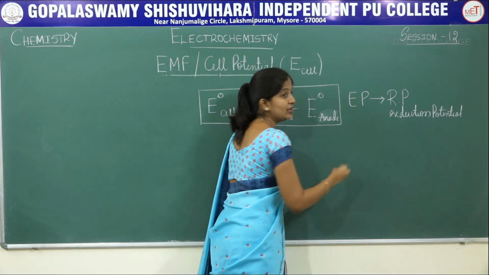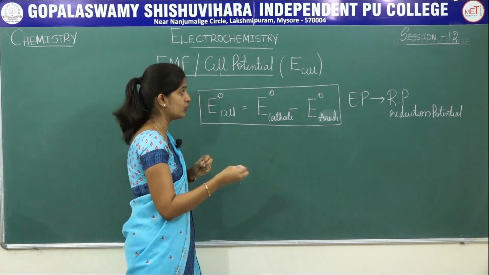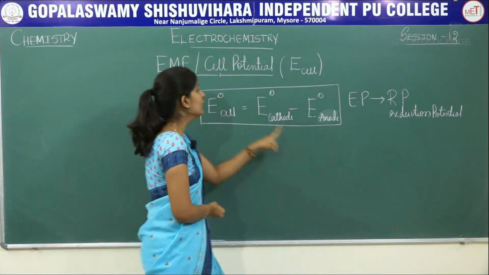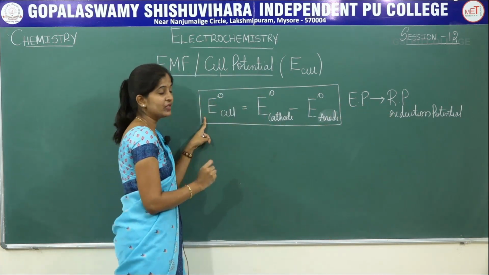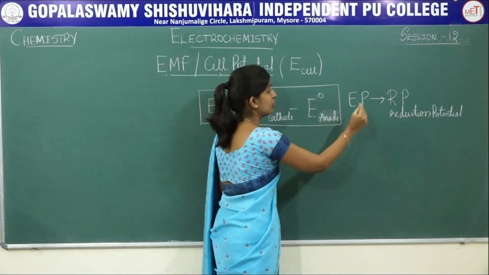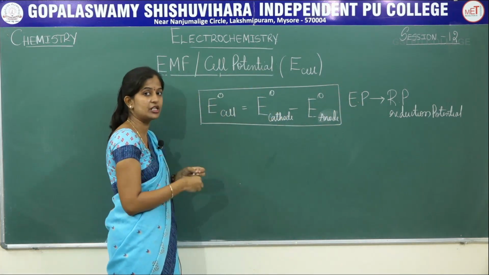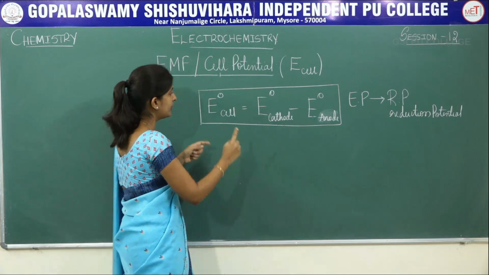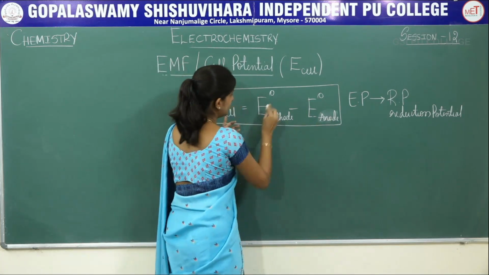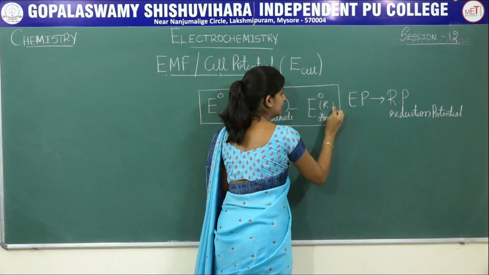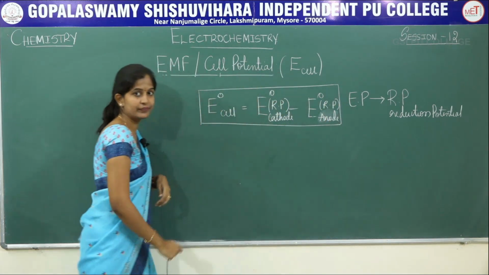More precisely, I will tell you in my further videos what the difference is between reduction potential and oxidation potential. But remember, if you want to use this formula, the reduction potentials of the respective electrodes should be given. What you should do for oxidation potential we will see further. But remember, all these things which I have taken are reduction potentials.